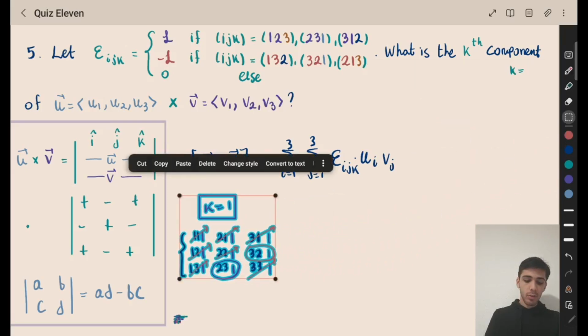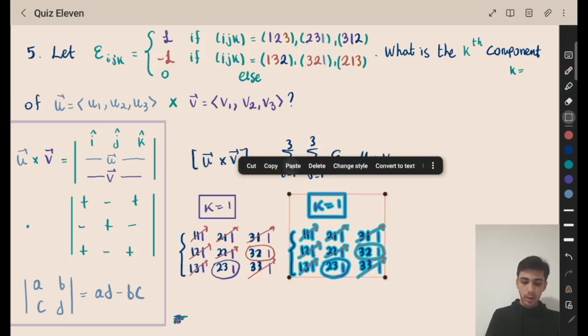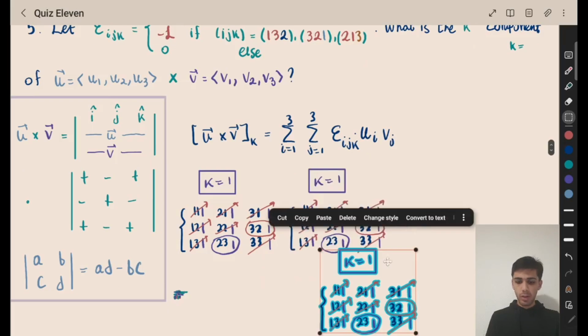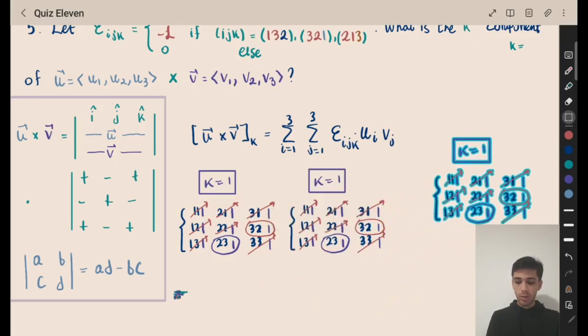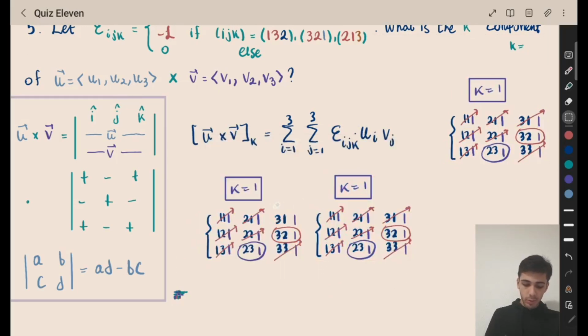You could play this game, by the way. I would like you to play this game with k equal to 2 and k equal to 3, just to make sure you really understood what's going on here. I think this will be a really good exercise for you. Try to write all the indices, see which ones cancel out. And then you can convince yourself, of course, that you've already understood the assignment.